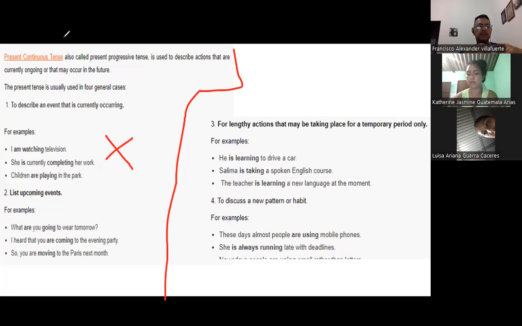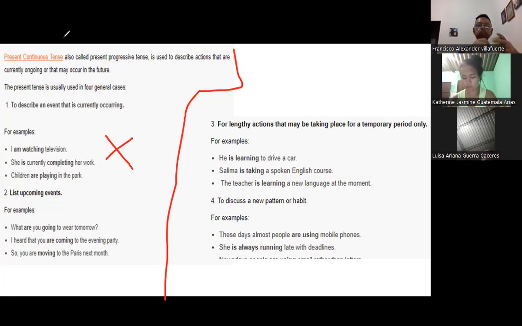Thank you so much. So you can see here the examples about the present continuous, also called present progressive. It's the same. Some people say present progressive, but it's the same as present continuous, because the main action is to describe actions that are currently ongoing or actually happening at the time of speaking. So we could summarize like, usamos el presente continuo para hablar de cosas que están pasando en este momento.